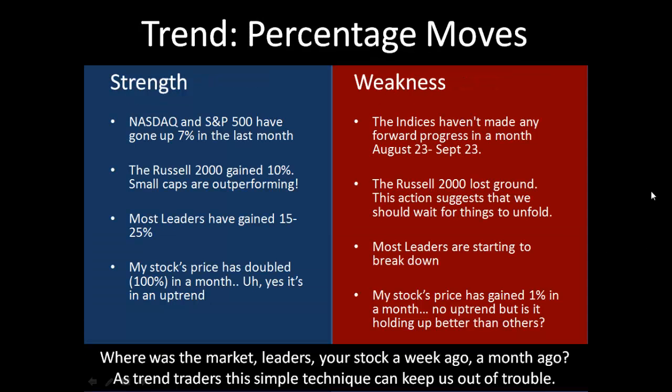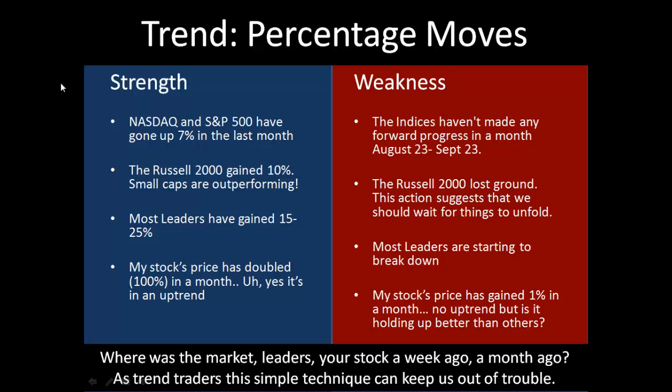There's another simple way to identify the strength of a trend, and that's by the percentage moves that it makes. For example, the NASDAQ and the S&P are up 7% in the last month, and the Russell 2000 gained 10%. That lets you know that small caps are outperforming the market. Most leaders have gained 15 to 25% in that month, but my stock has doubled. So yes, not only is my stock in an uptrend, but it is in a strong uptrend, and it's outperforming all other leaders, the Russell, and the major indices. You want to look at where the market, the leaders, and your stock were a week ago, a month ago.